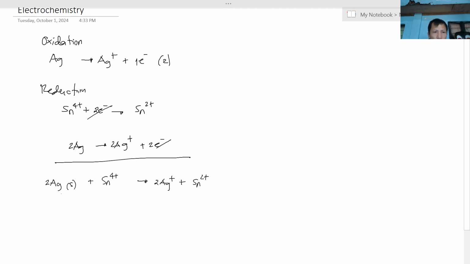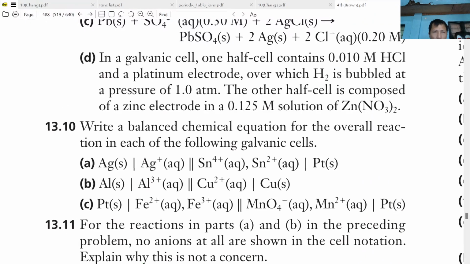So you can see that it's balanced. You have two silver. You have one Sn, one Sn. How about charge? Zero charge here. You have four positive. You have 2 times 1, so 2 positive and 2 positive, so that would be equal to 4. This is now a balanced chemical reaction from both half reactions. So that's how you should answer this type of problem for A.